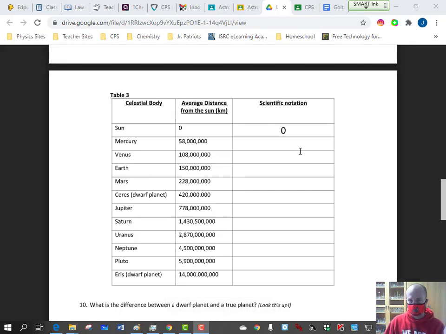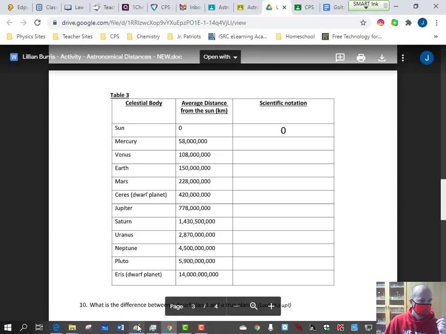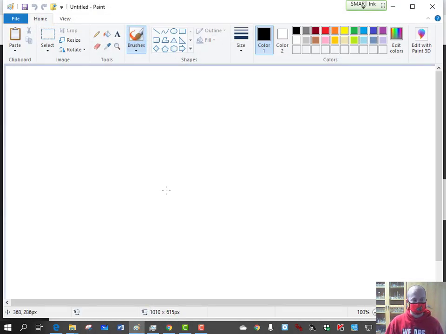Alright, we've covered scientific notation in class, but I just want to go ahead and do one of these as an example for you. So we're going to convert 58 million into scientific notation, just an example so you guys can see how it's done. Okay, so you've got 58 million kilometers.